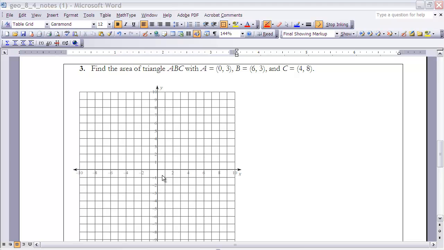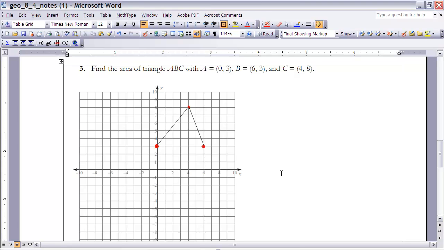So let's take a look at example 3 now. It says find the area of the triangle ABC with A equal to (0, 3), B (6, 3), and C (4, 8). So the first thing I'm going to do before I find that area is I'm actually going to graph that triangle on the grid below, and I'd like you to do the same with me here. Okay, so I've plotted those points, and I have my triangle drawn here. So what I want to do now is find the area of it. Well, to do that, once again, I need two pieces of information. What is the base and what is the height?